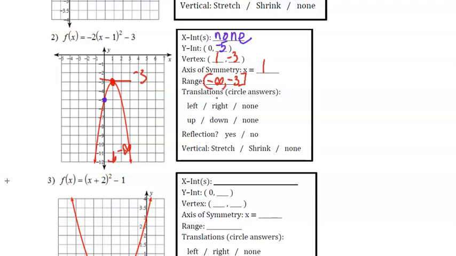Your transformations would be from the origin to the new vertex, it went to the right and it went down. It's an upside down U now, so we're going to put yes, it did reflect. It looks narrower than it was before, and we can see that for sure with that 2 right there, so it's a vertical stretch. Try the rest of these 5 problems, and then we'll go to the next part.